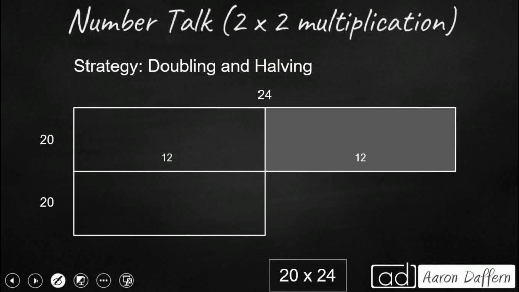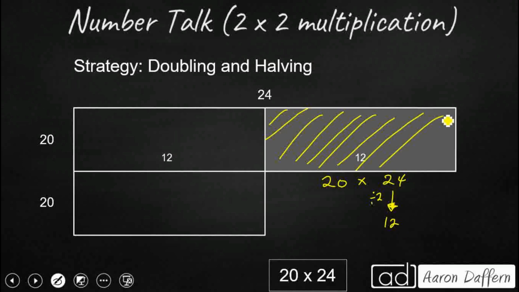So doubling and halving, what it does is it takes our factors here, 20 and 24. We're going to end up cutting one of them in half. So let's divide by 2. So let's take our 24 and let's cut it in half. Let's bring that down to 12. So that's why we've got this gray box right here.